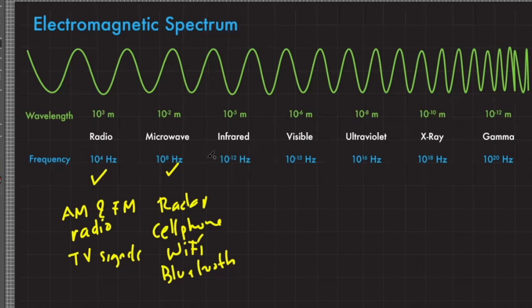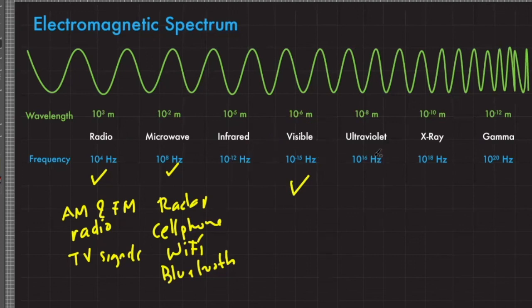A common application of IR waves is thermal imaging, and also sometimes this is used in remote controls. Visible light is an electromagnetic wave that ranges from 400 nanometers to 750 nanometers. Now, this is the electromagnetic wave obviously detected by the human eye.